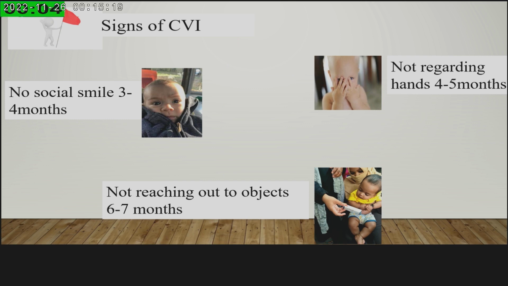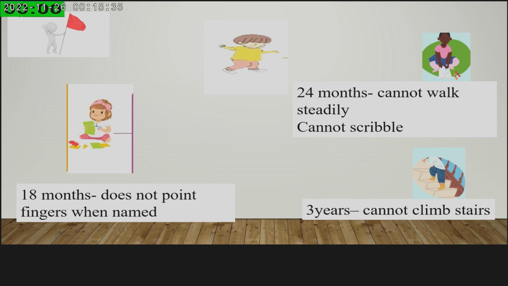Then I would also like to add, if the time permits, a few red flag signs which you can advise the parents to look for so that they can take medical attention. That is, a child not looking at your face, no social smile, not regarding their hands, not reaching out to objects. Then a slightly older child who cannot point fingers when named, who cannot walk steadily, cannot scribble, has feeding problems, a child who cannot climb stairs. All these parents should be worried and they should seek attention as soon as possible.